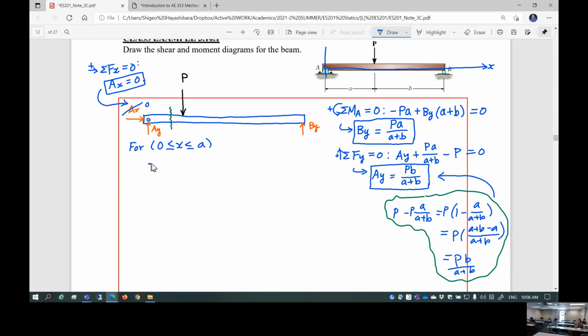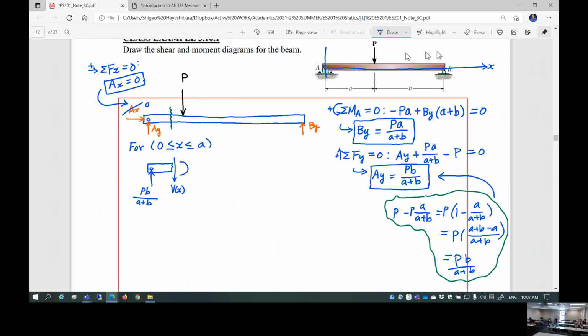and introduce a cut free body diagram. Okay. You already know the support reaction here. This is PB over A plus B. So that's the support reaction here. And then over the cut segment, you're going to introduce internal shear V. Let's say this is a function of x. It may not be constant, so this is a function of x. X ranges from 0 to A, okay?